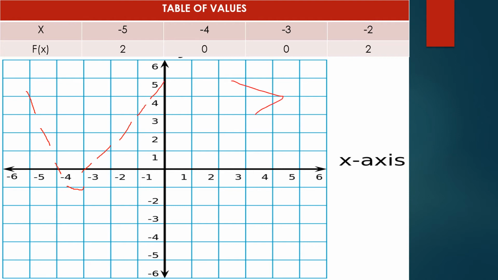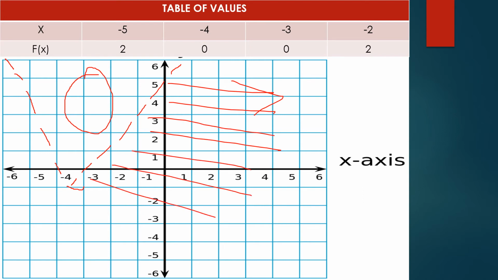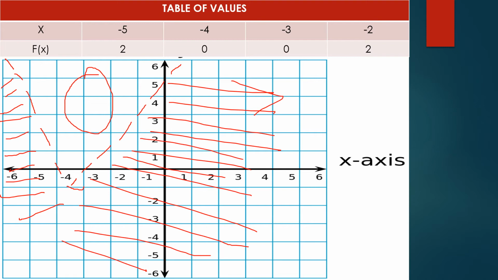So, yan siya. Itong banda dito, hindi yan kasali. So, hindi yan kasali sa sagot. Yung isi-shade lang natin yung nasa labas. So, ito siya. Isi-shade natin yan. Mga sagot yan siya. Okay, yan. Shaded region. So, ibig sabihin lahat ng numbers dyan, yan yung kasagutan ng ating inequality. Okay? So, yan lang.